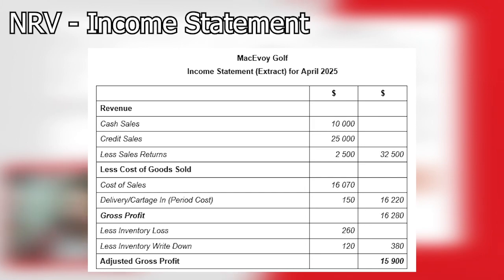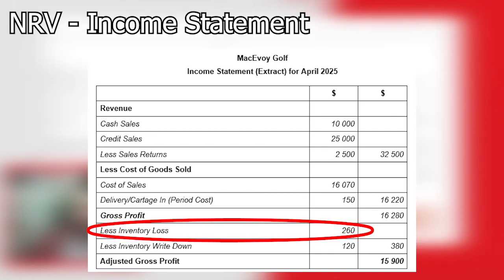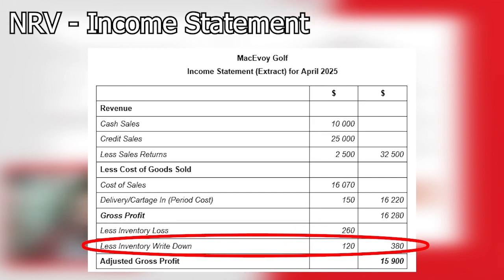So we look at the revenue. Everything's the same. Less cost of goods sold. We still have that period cost there. But if we look at gross profit, we see less inventory loss, 260. Less inventory write-down. So inventory write-down goes under gross profit and is used to help calculate adjusted gross profit, because that helps us with our inventory management. And we can see here that it would impact the adjusted gross profit.